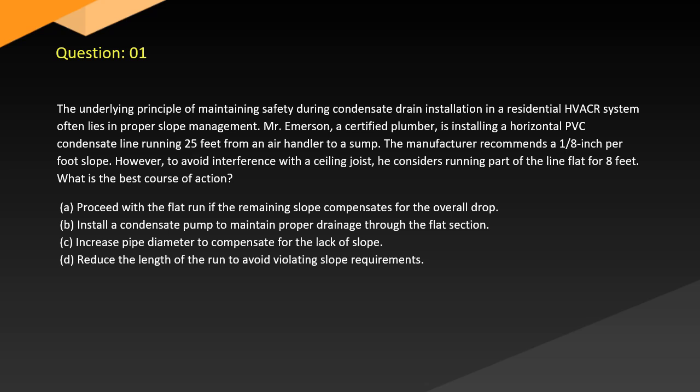A. Proceed with the flat run if the remaining slope compensates for the overall drop. B. Install a condensate pump to maintain proper drainage through the flat section. C. Increase pipe diameter to compensate for the lack of slope. D. Reduce the length of the run to avoid violating slope requirements.